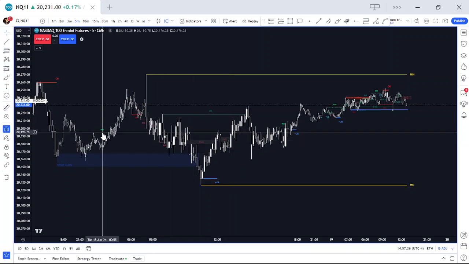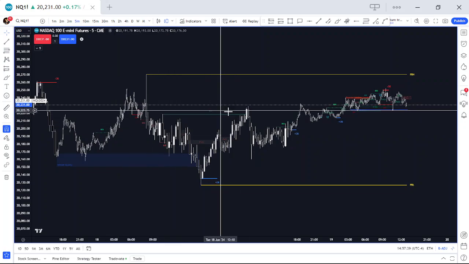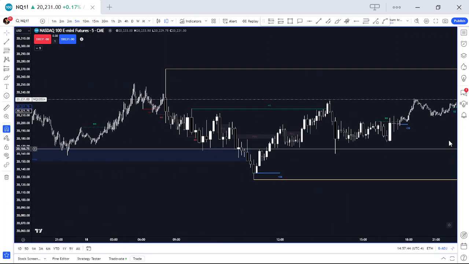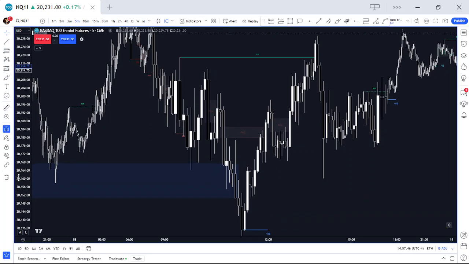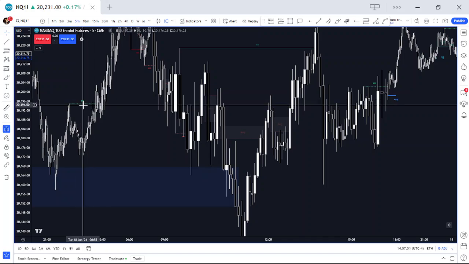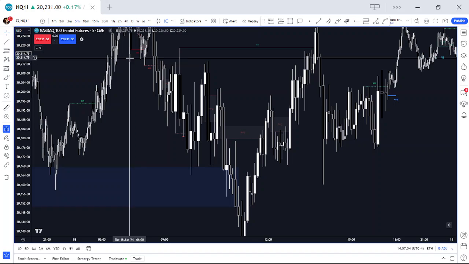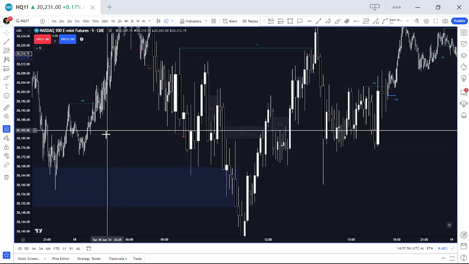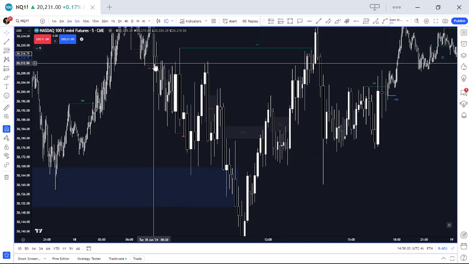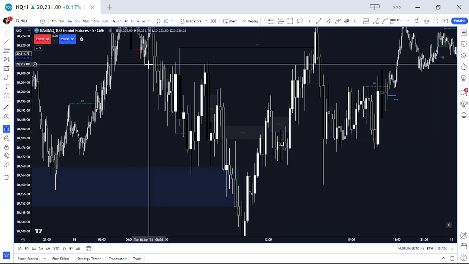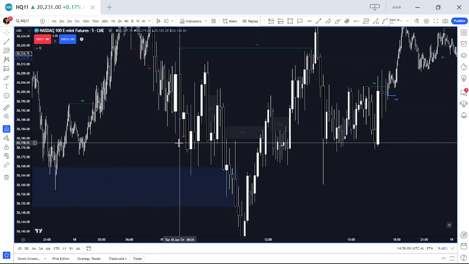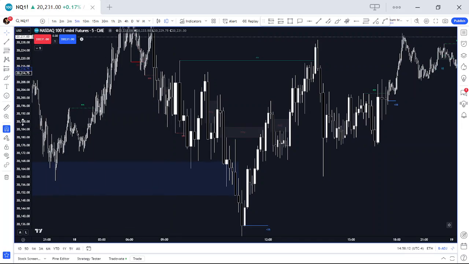Market structure are your green lines and your little red lines. Okay. BOS is break of structure. MSS is market structure shift. The difference is a market structure shift is a possible change in market structure, whereas a break of structure is an actual change of market structure. It's been verified.